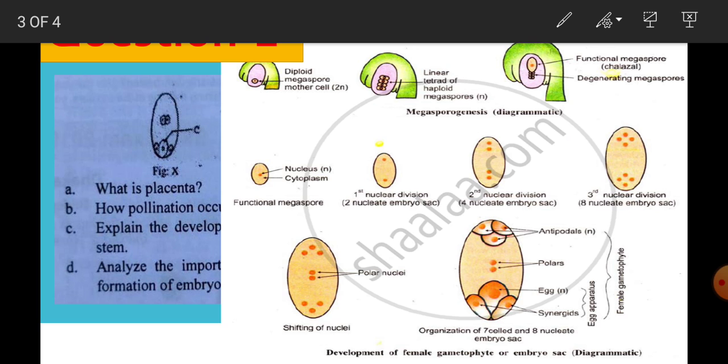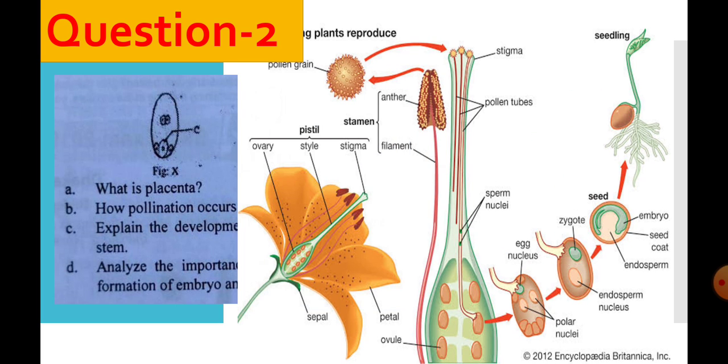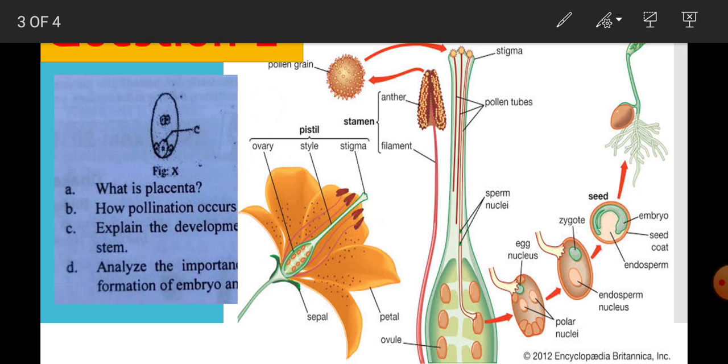And in question D, analyze the importance of X and Y in the formation of embryo and endosperm. The embryo develops into a new plant, and the endosperm is the part which nourishes the embryo during the seedling time. And both the processes of megasporogenesis and microsporogenesis are involved in the formation of the embryo.